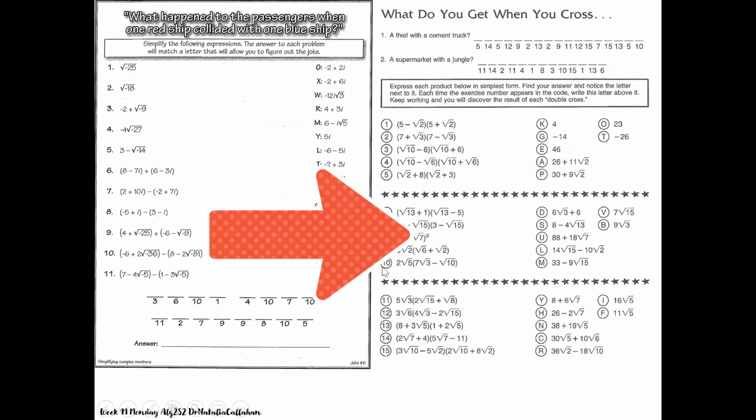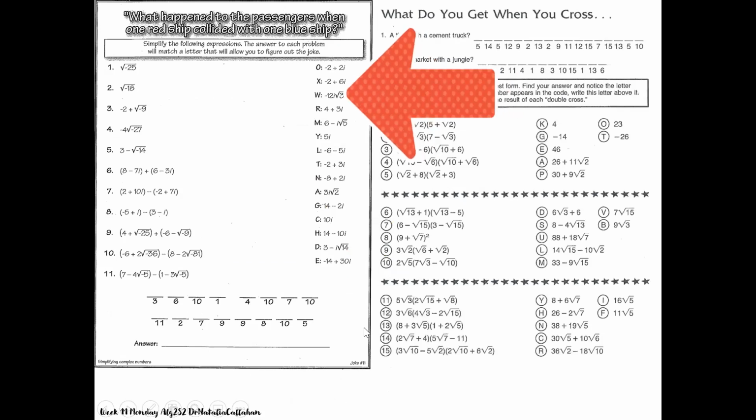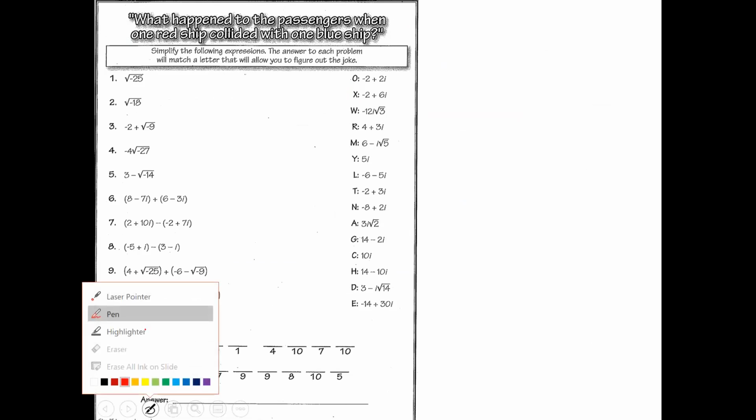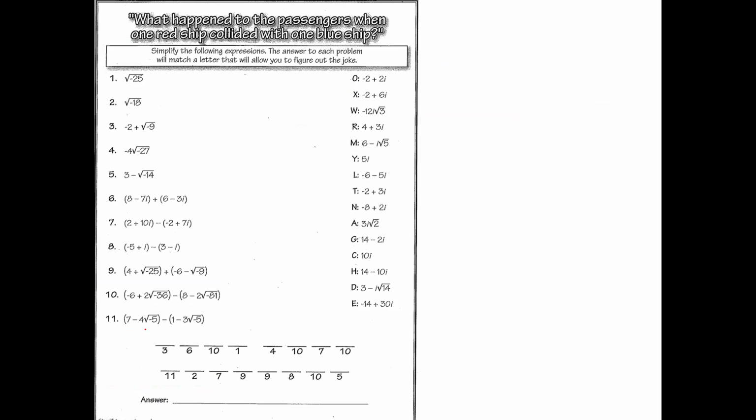I want to go over the ones on the left right here a little bit more because I felt like we rushed through it quicker than I would have liked. I just want to go over one of the questions, in case you haven't been here, so you know how to go about doing this. Let's take a look at question number 11. For number 11, I'm just going to rewrite it here. You have 7 minus 4 square root negative 5 minus 1 minus 3 square root negative 5.